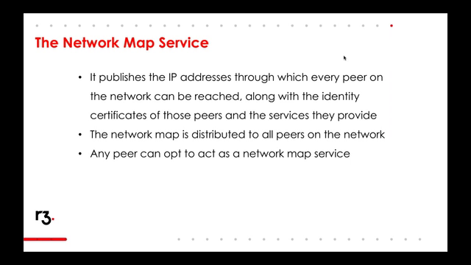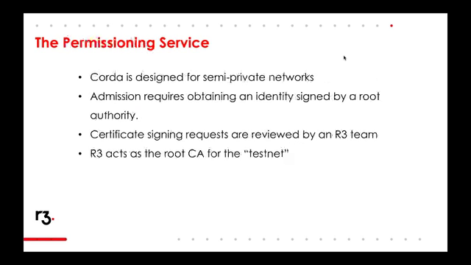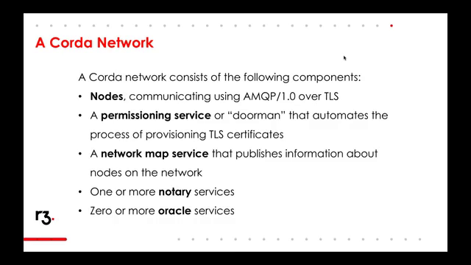Interestingly, if the network map service does go down, the only thing that it prevents is new nodes joining the network, because all other nodes maintain a cache of all other nodes that they know about on the network. If the network map service does go down, they can still rely on their local cache. So that's it, really. You can just view the Corda network as a bunch of Corda nodes, as well as a permissioning service, a network map service, a notary, and potentially some Oracle nodes as well.